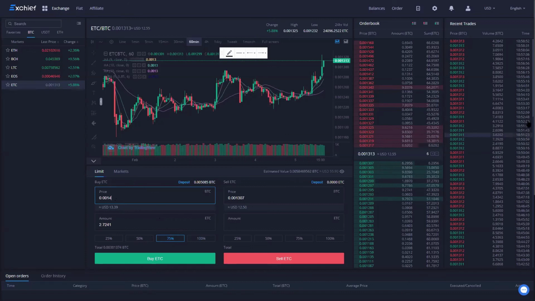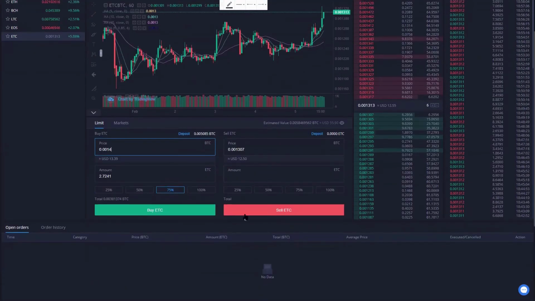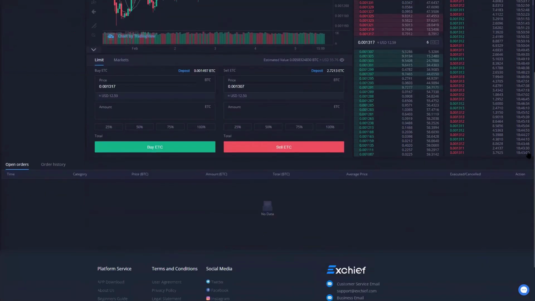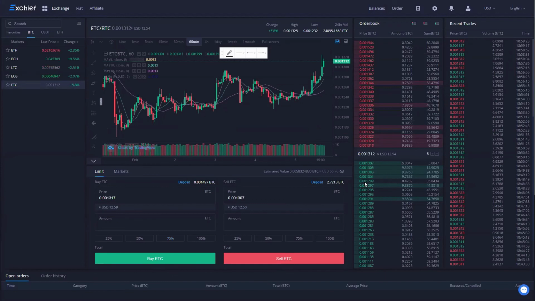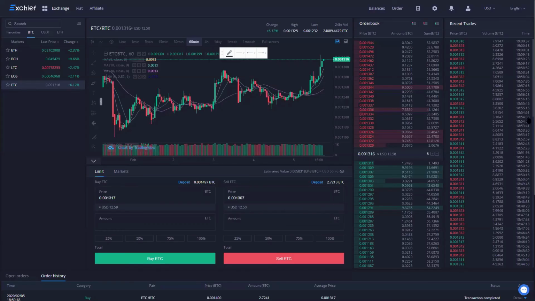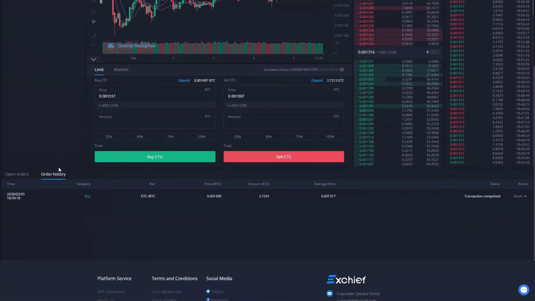So if I click on buy, you realize that it says order successful. Now when you click down and click on order history, you have the transaction I just did depicted over here, and the status says transaction completed.